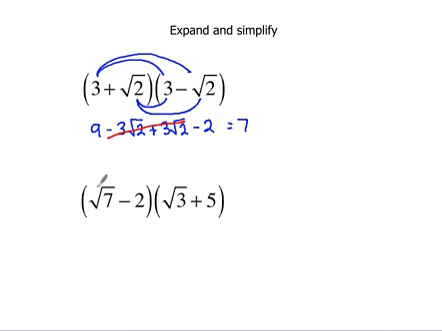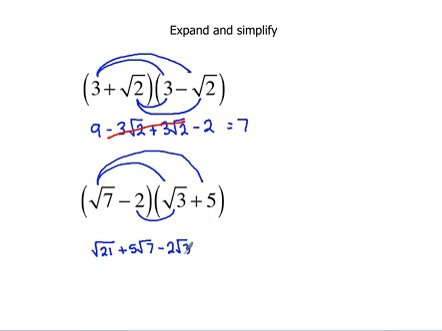Next one, so we've got the square root of 7 times the square root of 3 to begin, which will be the square root of 21. Then we've got the square root of 7 times 5, which will be positive 5 root 7. Minus 2 times root 3, which will be minus 2 root 3. And minus 2 times 5, which is minus 10.